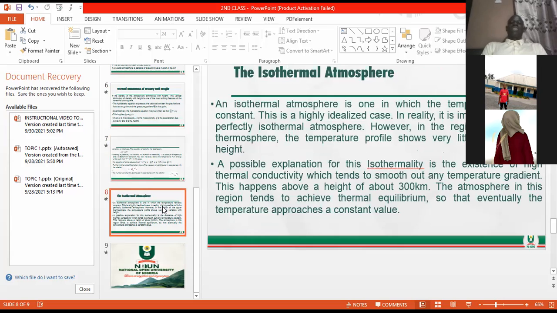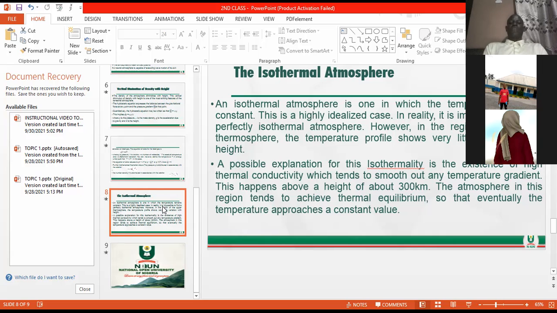Now, the isothermal atmosphere. An isothermal atmosphere is one in which the temperature remains constant. And we said this is not really possible in reality. To find a perfect isothermal atmosphere is not possible in reality. However, in the region of the upper atmosphere, the temperature profile shows very little variation with height. That means there's no change in temperature with height. So we can only get that at a height above us.